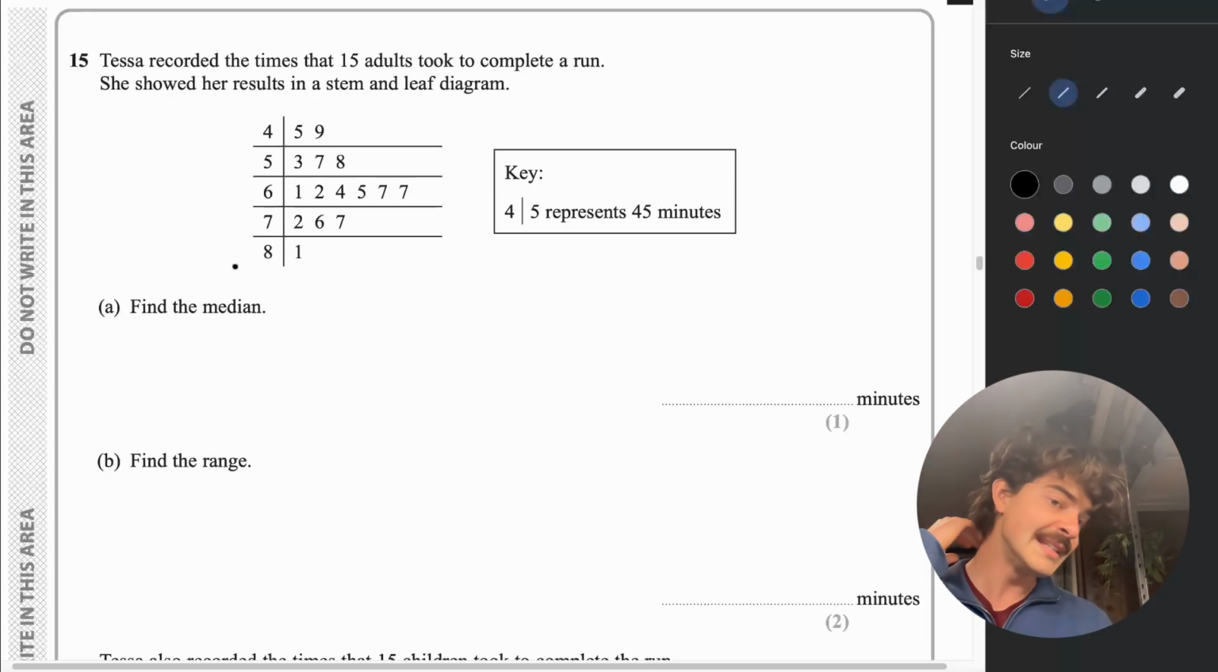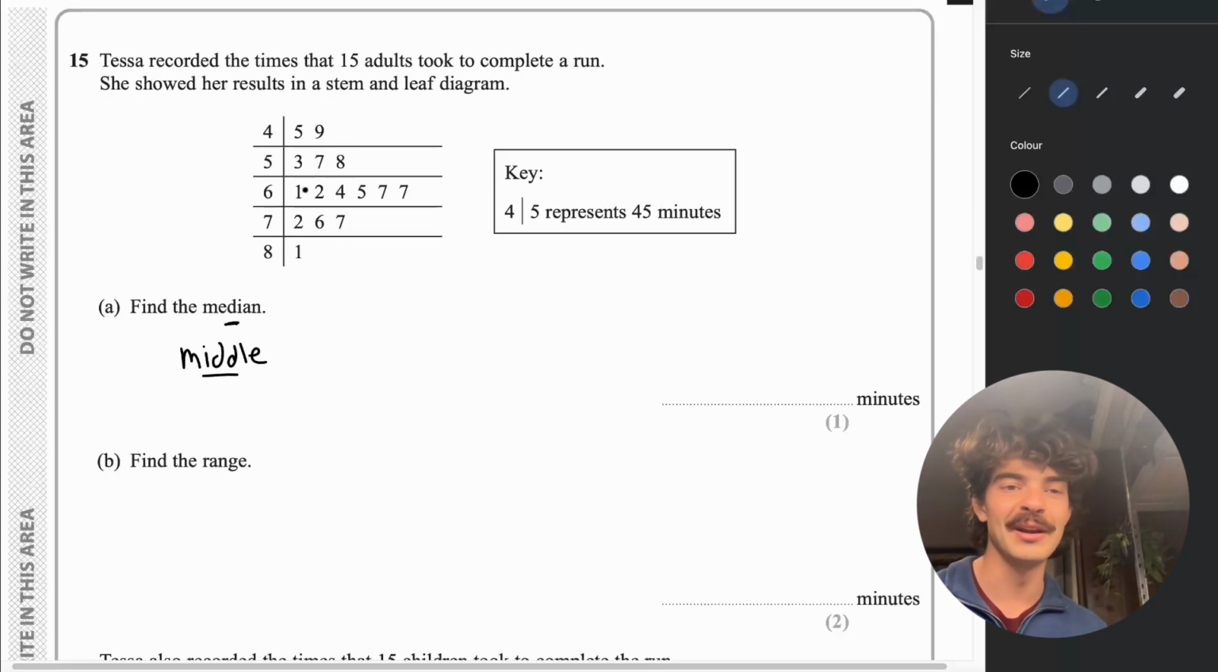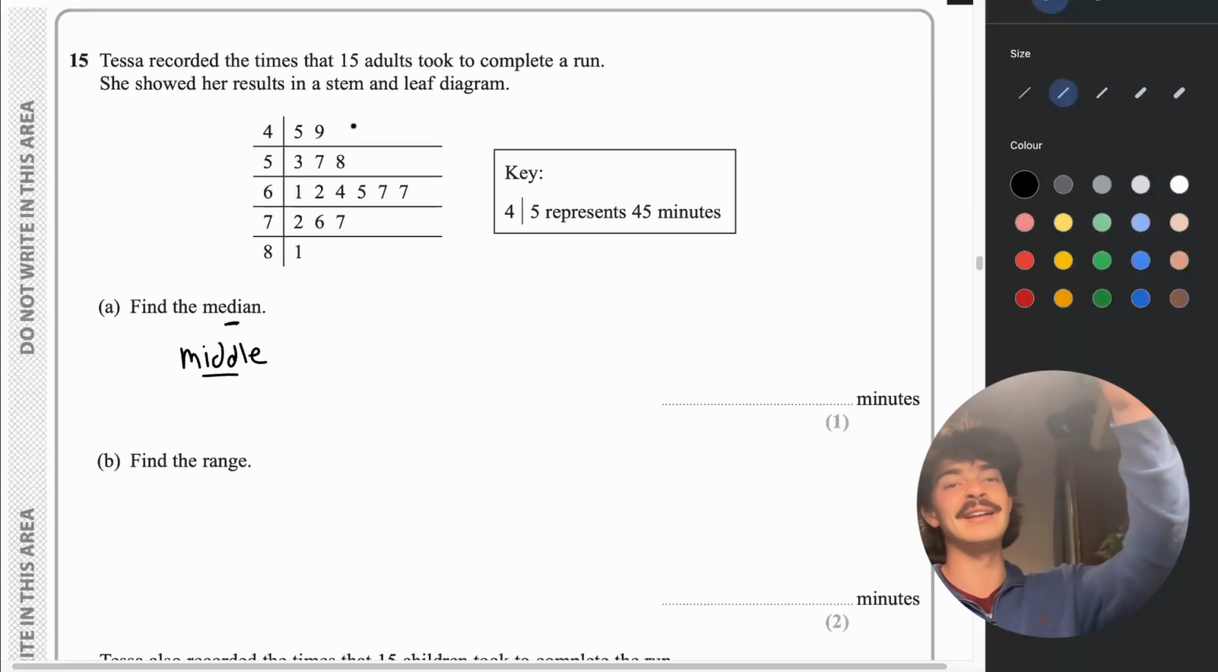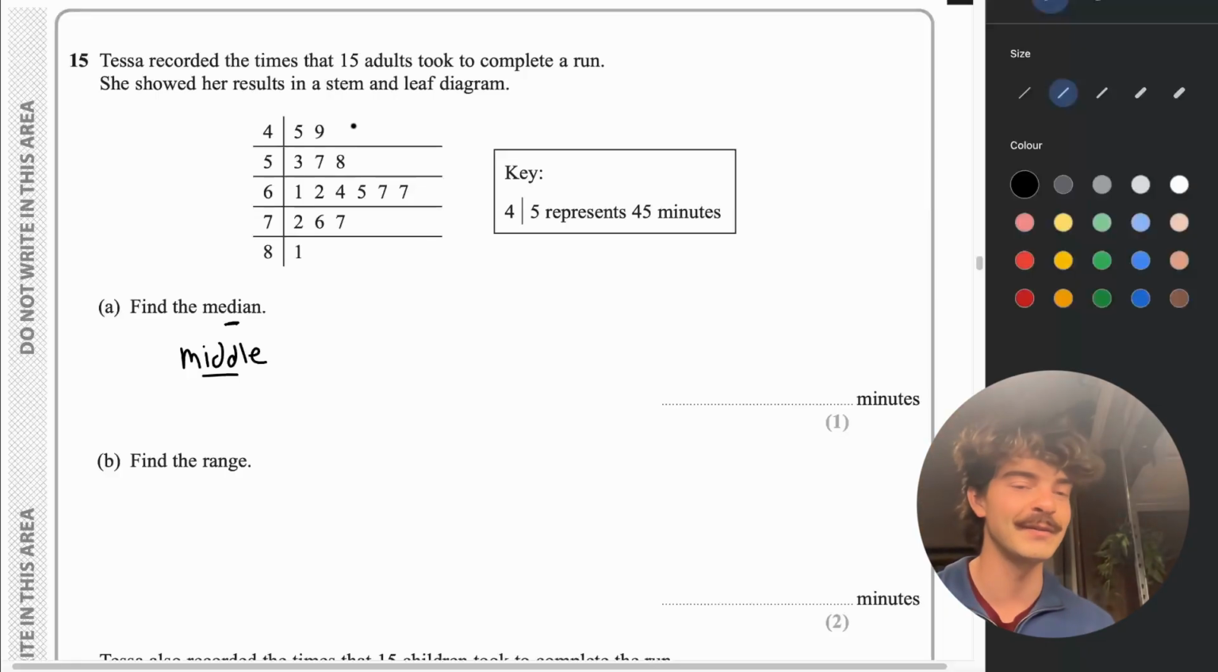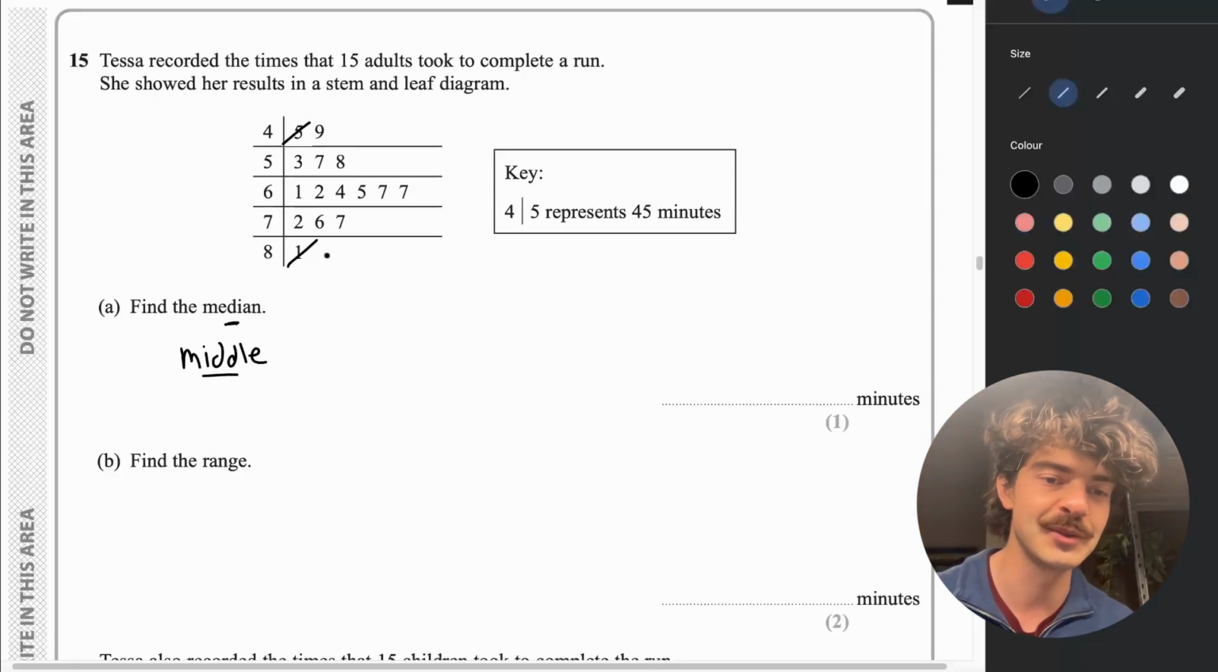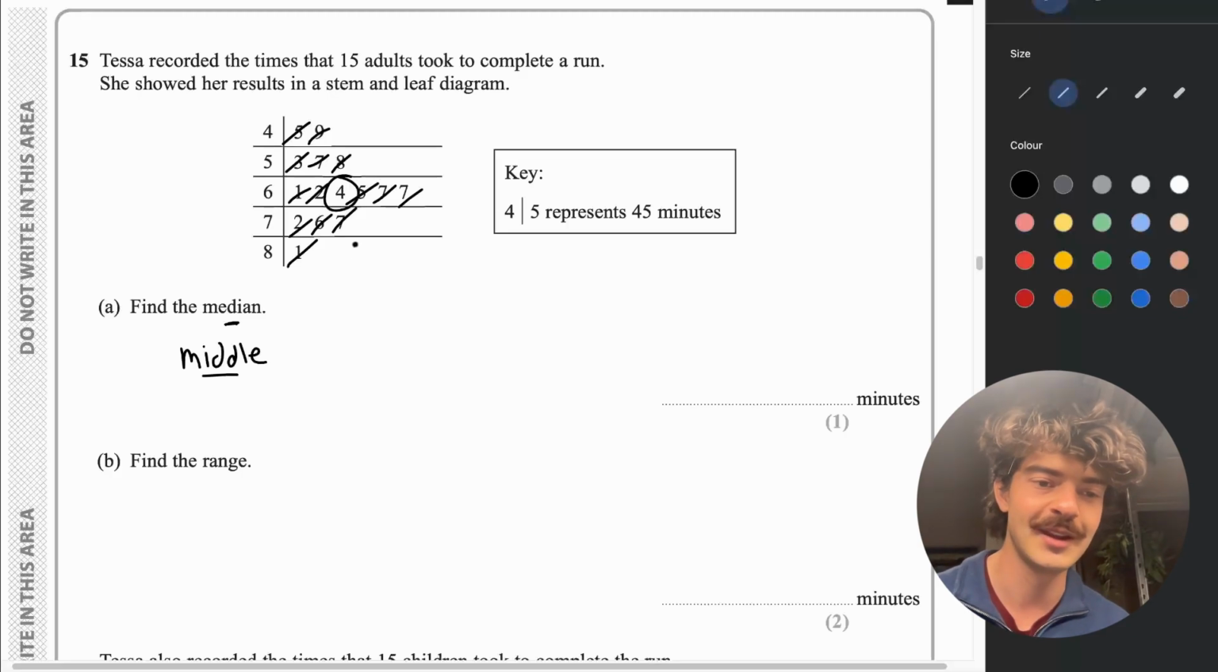Firstly, we want to find the median. So the median, I like to remember this by remembering that median has a D in it, which means that it's the same as the middle. There it is. So the way that we're going to run through this is we're basically going to incrementally knock off the smallest and the largest value. So 45 cancels with 81. 49 cancels with 77. And so on, and so forth. And we're left with one in the middle. There it is, 64.